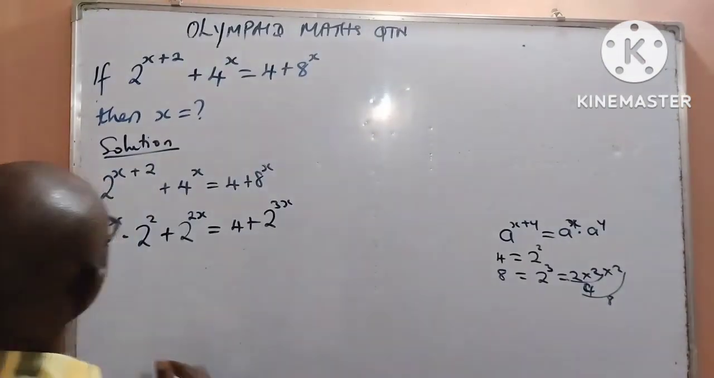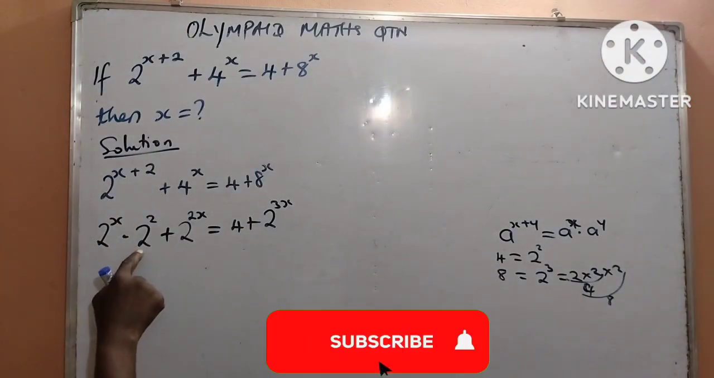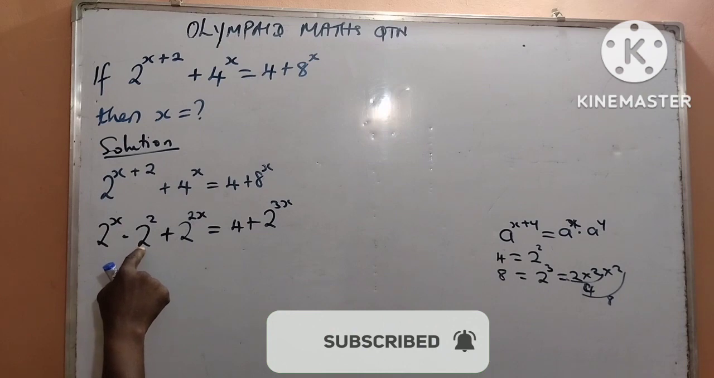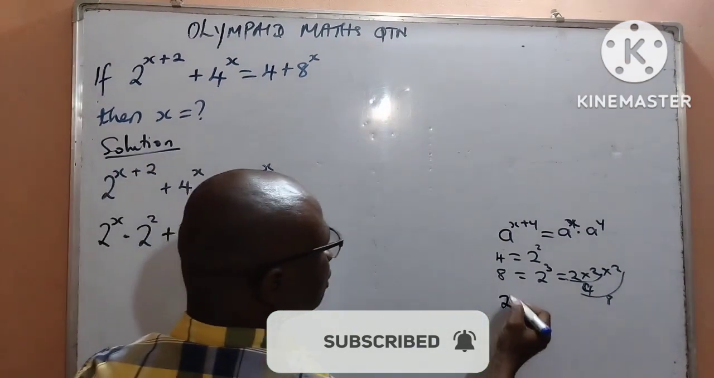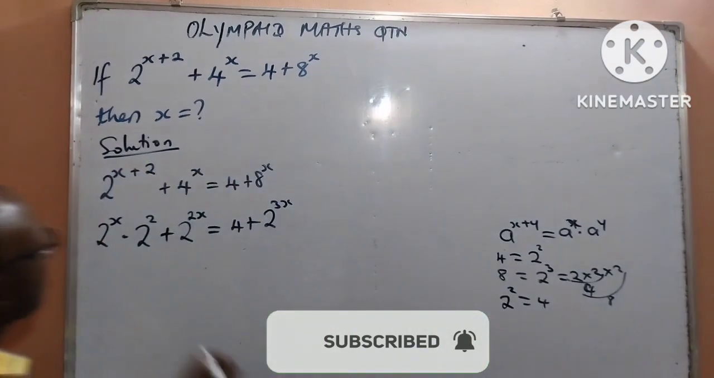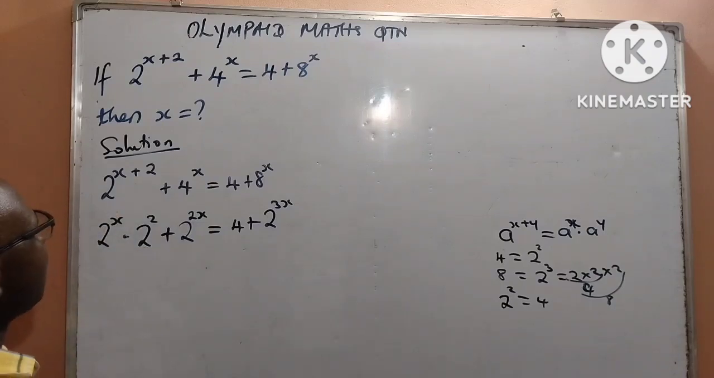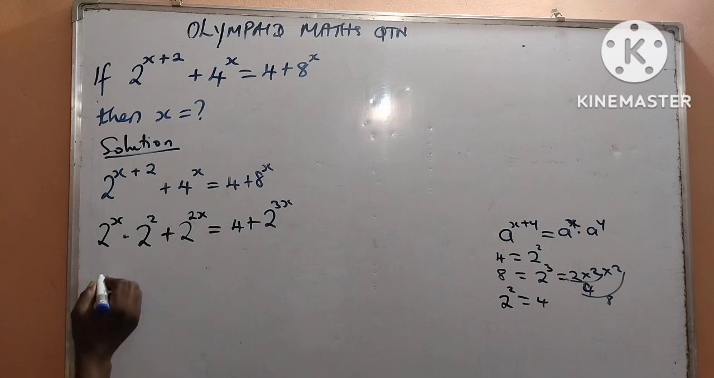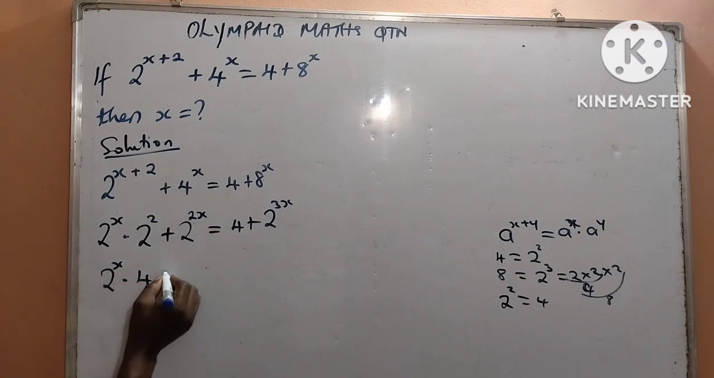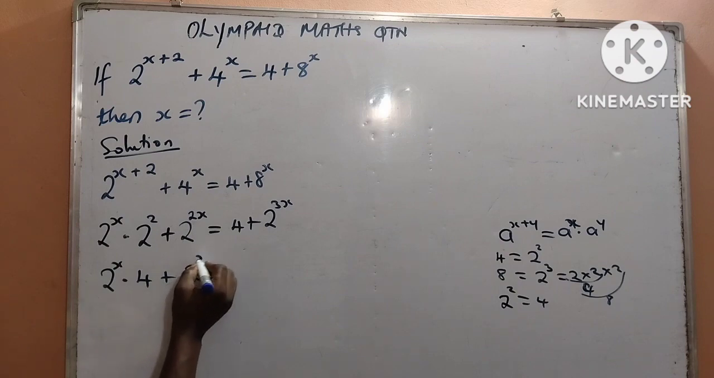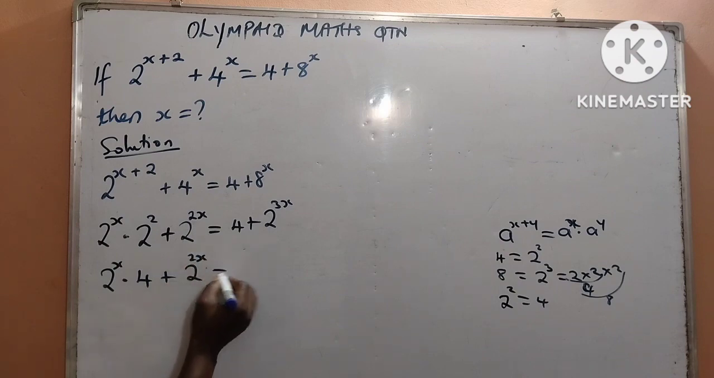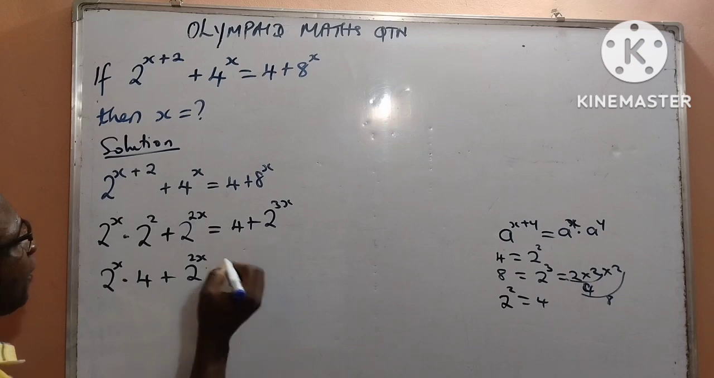Alright, we move on. See with me here that this is 2 to the power 2, and 2 to the power 2 is equal to 4. You can see it is multiplying with the 2 to the power x. That implies that I shall now have 2 to the power x multiplied by 4, then plus 2 to the power 2x is equal to 4.